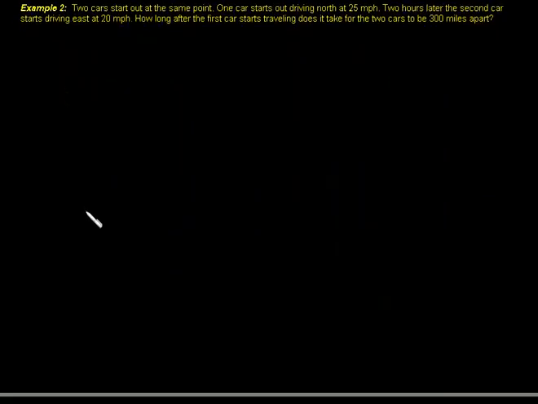We have two cars start out at the same point. One car starts out driving north at 25 miles per hour. So let's just draw a picture to see what it looks like. So here's car A going in this direction. So this is car A, and it's traveling at 25 miles per hour. Okay, and 2 hours later, a second car starts driving east in this direction. So this is car B, and it's going at 20 miles per hour.